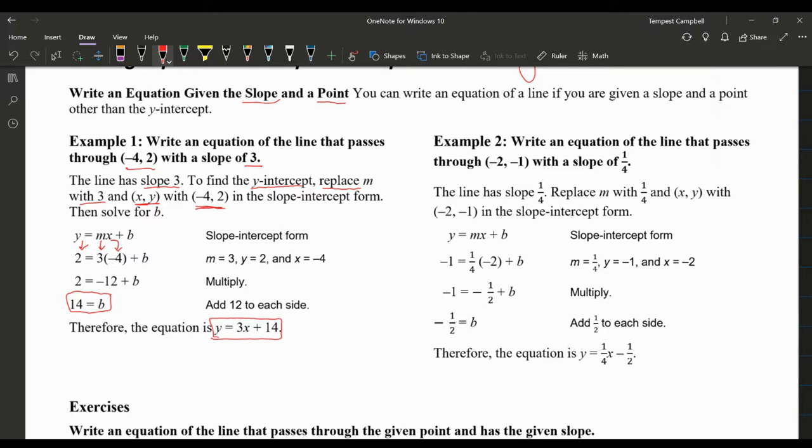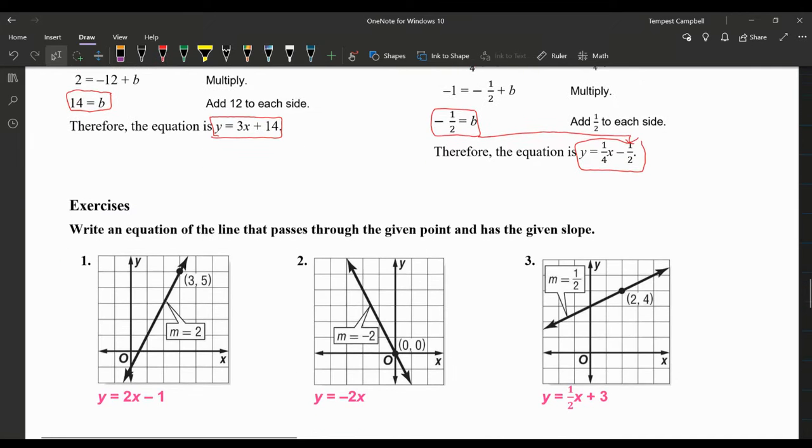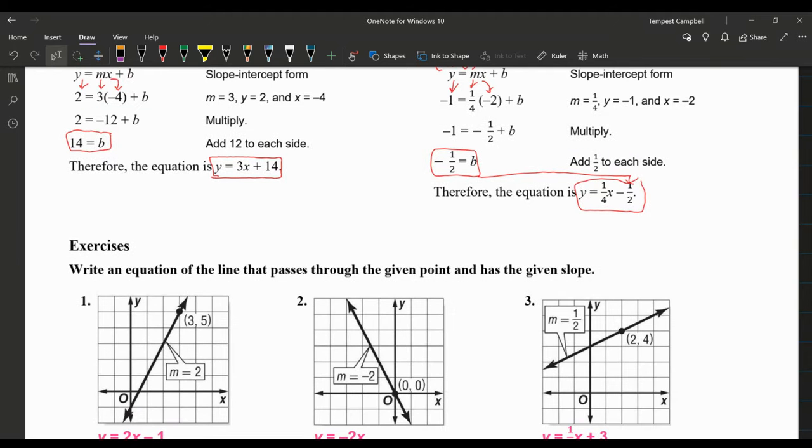Here's another example. Write an equation of the line that passes through (-2, -1) with a slope of 1/4. So again, we're going to plug in our slope. We're going to plug in our x and our y. If you want, write x and y right underneath your point so you know which one goes where. You're going to solve for b. Once you get b, we're going to plug that in for b, and we get our equation y equals 1/4 x minus 1/2. So let's practice that.